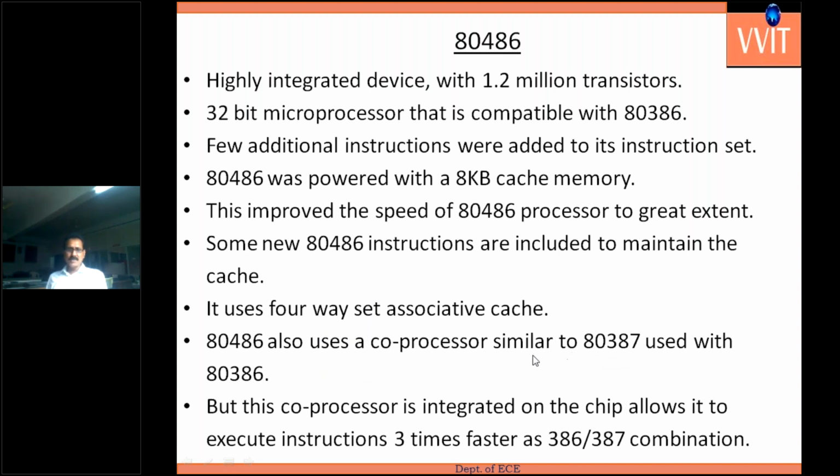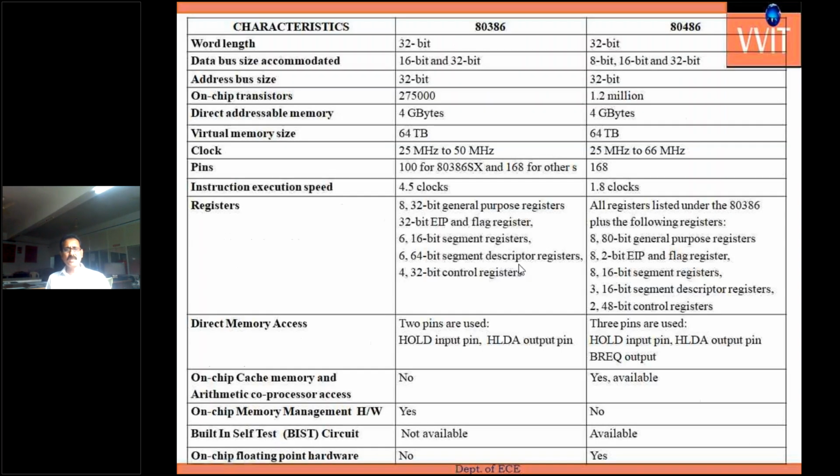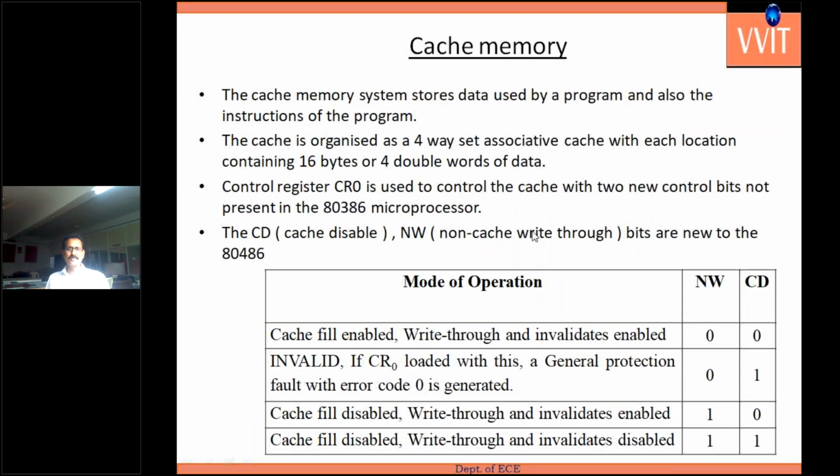The co-processor is similar to the 387, and the co-processor is integrated. The chip allows instruction execution 3 times faster compared to the 386. The 486 co-processor is faster compared to the 386. Now this is the comparison between the 386 and 486.